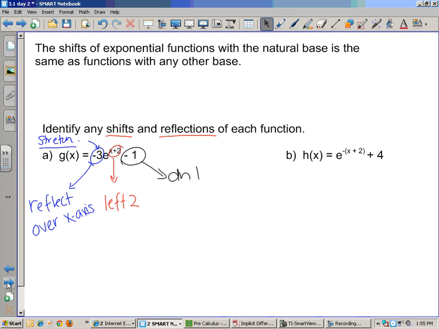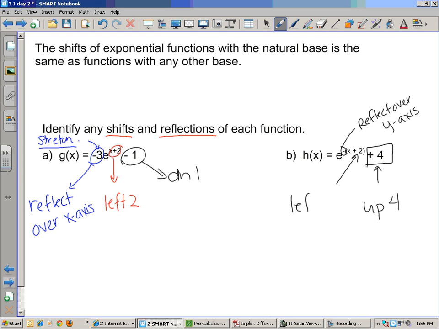Now we come over here. This minus sign means reflect over y-axis. Positive x's go to negative x's. This tells us up 4. And this tells us left 2. Okay? So the positive inside, instead of going right, means left.